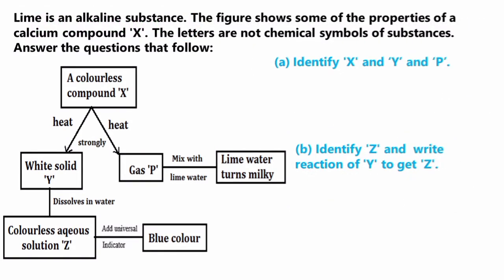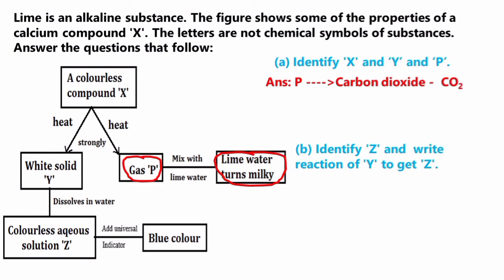First question is identify X, Y and P. So let us look at what happens when P is mixed with lime water. Now a gas P, when it is mixed with lime water, turns lime water milky white in color. So let's recall which gas will turn lime water milky. Yes, we have studied that when carbon dioxide is passed through lime water, it turns lime water milky, and that is the confirmatory test for the release of carbon dioxide in any chemical reaction. So P is carbon dioxide.